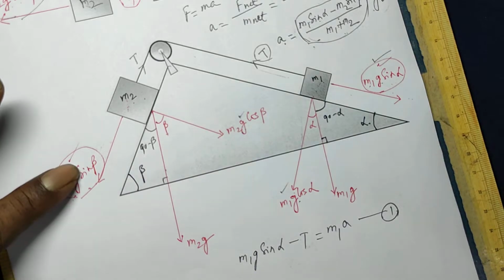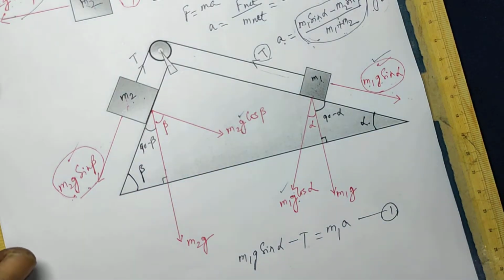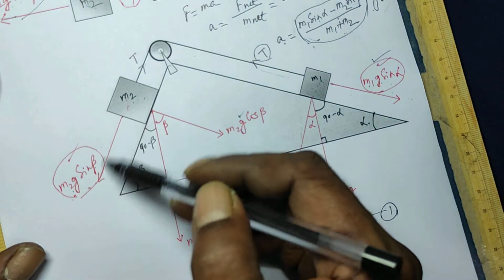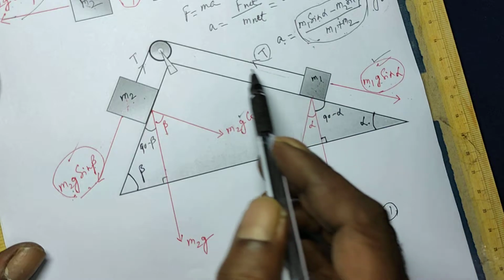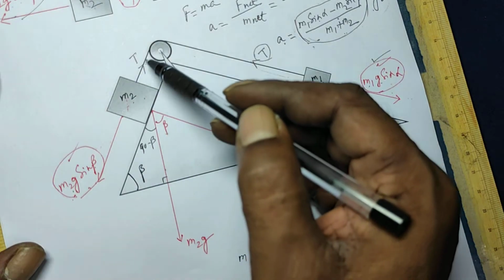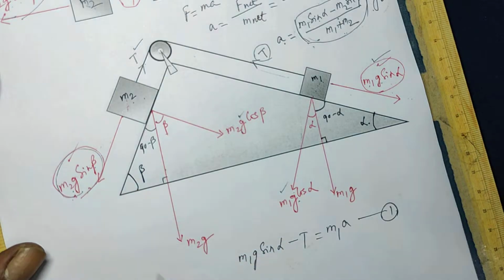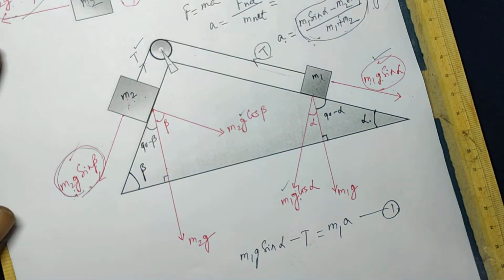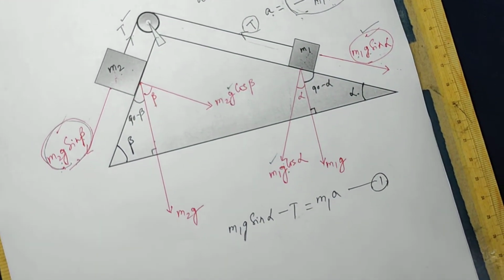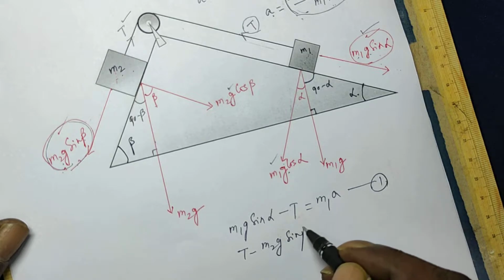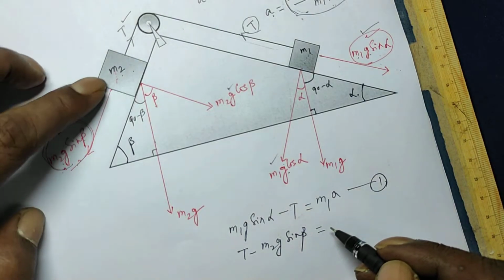Now, if you look here, M2 is acted upon by two opposite forces, T to this side, the tension force, and M2 g sine beta to this side. Since I have assumed M1 is coming down, M2 is going up. So the value of T must be greater than this. So the net force on M2 is equal to T minus M2 g sine beta.